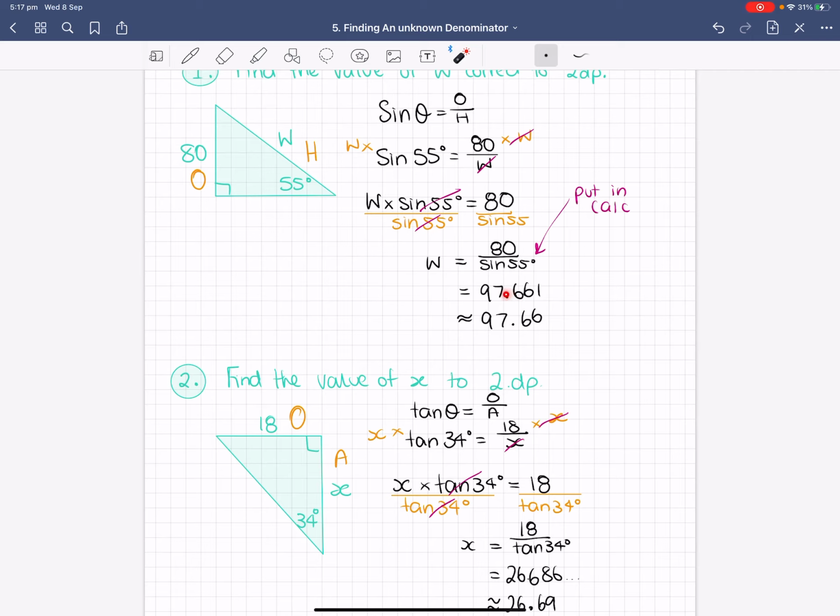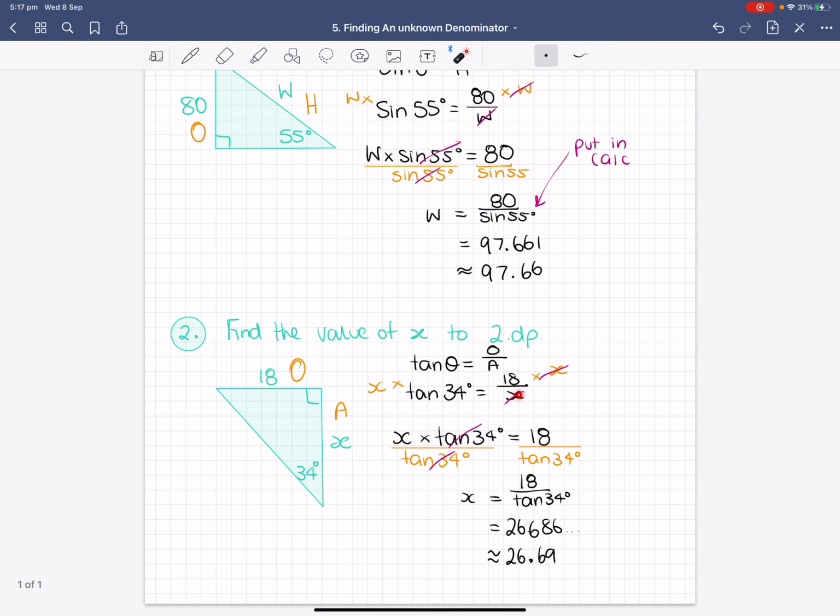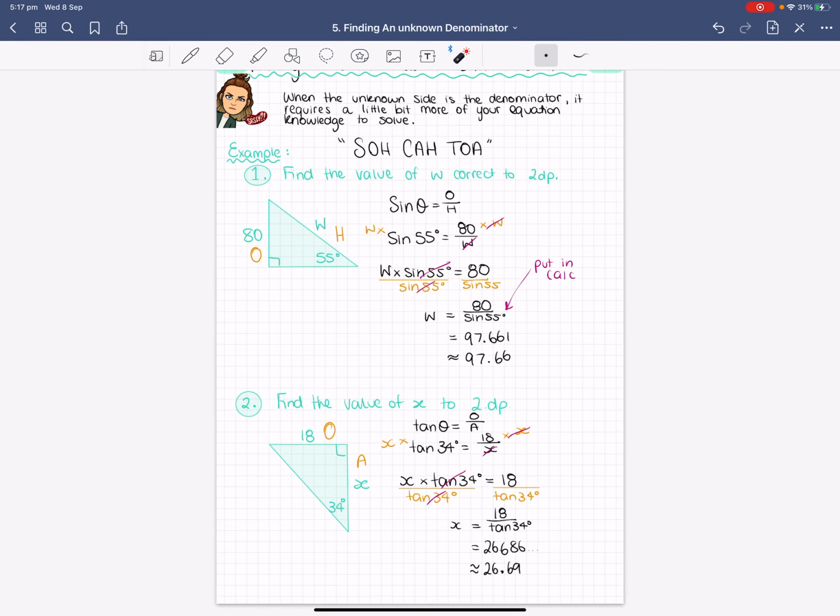So looking here, notice how with these two, the sine 55 and the W have just been switched. That's like a little trick. So same here, right? The tan 34 and the x in our answer have just been switched positions. So that's a little trick for you. You're welcome. Okay, good luck.